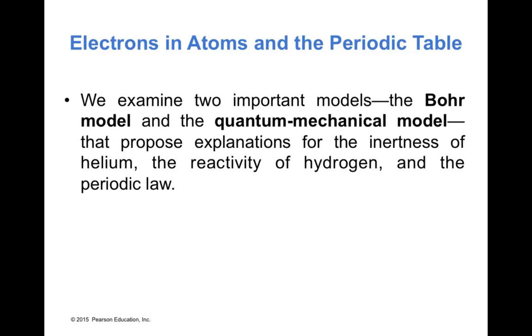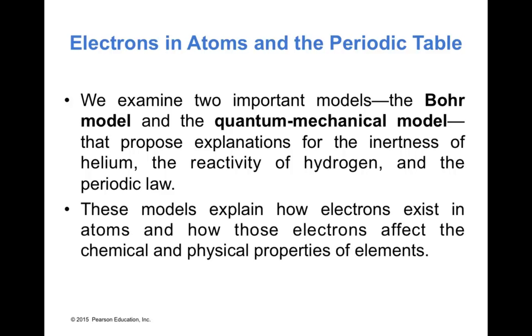There are two critical models, the Bohr model and the quantum mechanical model, that propose explanations for the inertness of helium, the reactivity of hydrogen, and the periodic law. This model explains how electrons exist in atoms and how those electrons affect the chemical and physical properties of the elements.